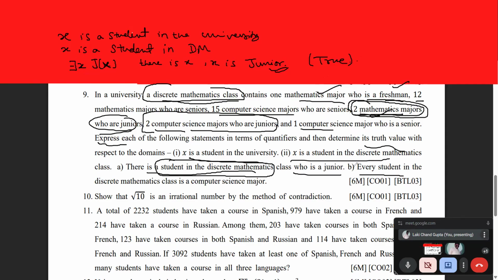Okay. Second is: every student, for all x in the discrete mathematics, is a computer science major. So all students are computer science? No. Only 15 computer science students are there, right? So you are writing what? CX. All are X. X means discrete maths.